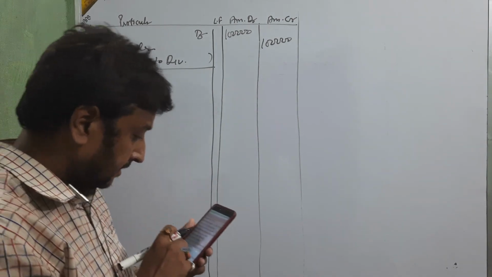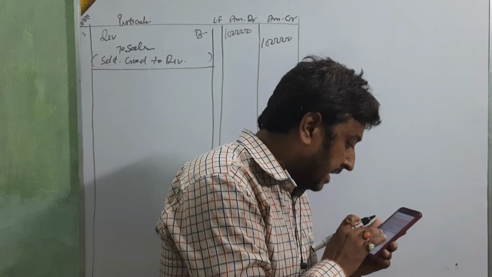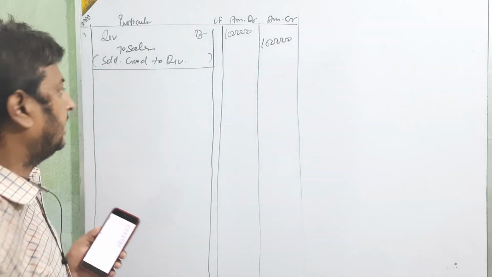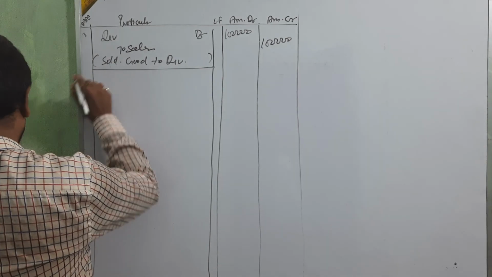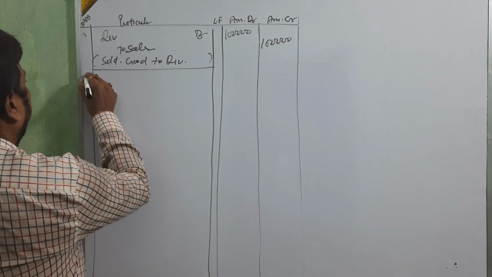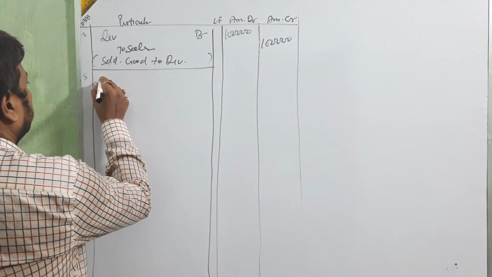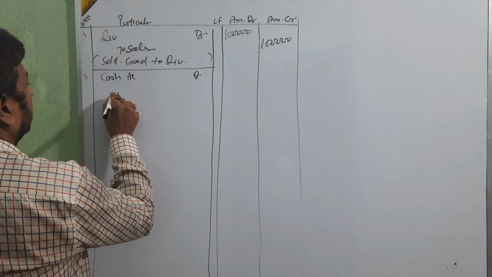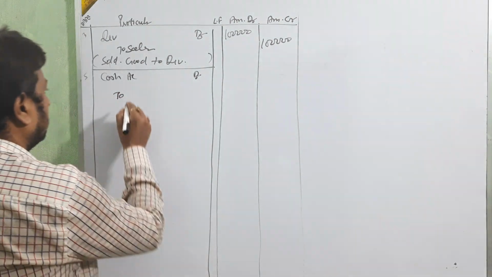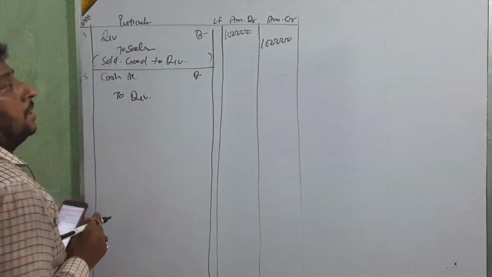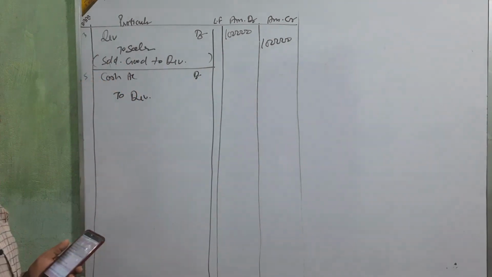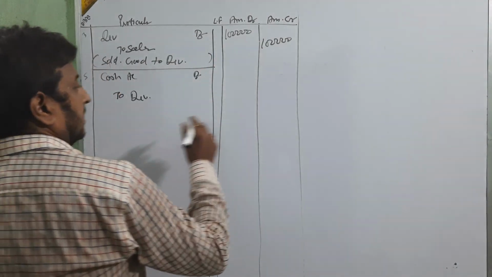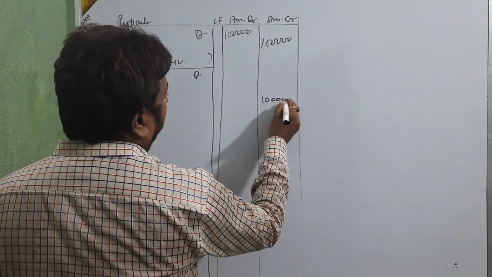Received from Dev in full settlement of his account 98,000 only. You are receiving, and the date is 5. You are receiving the money, which means cash account debit. You are receiving the money from Dev. But what amount did you need? What amount did you need beta? 1 lakh. You needed 1 lakh from Dev.